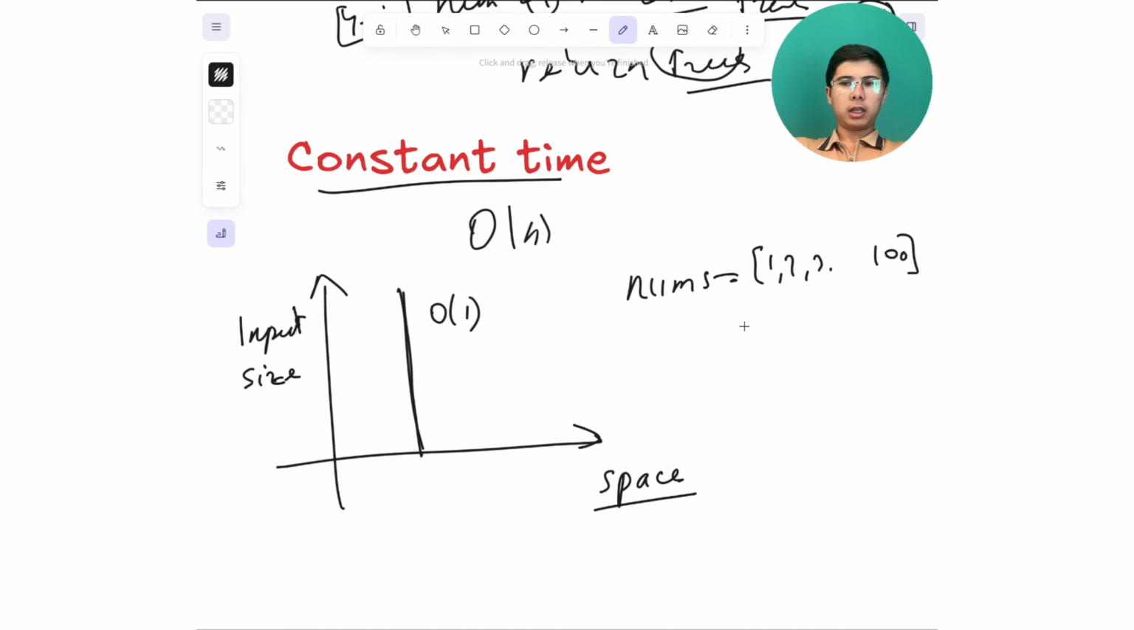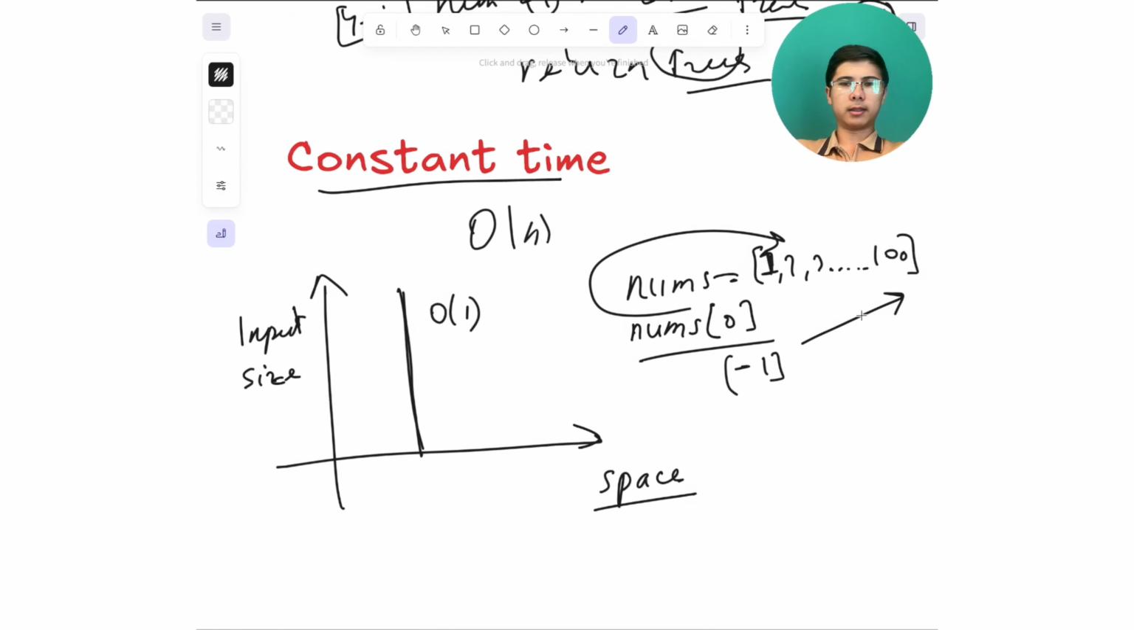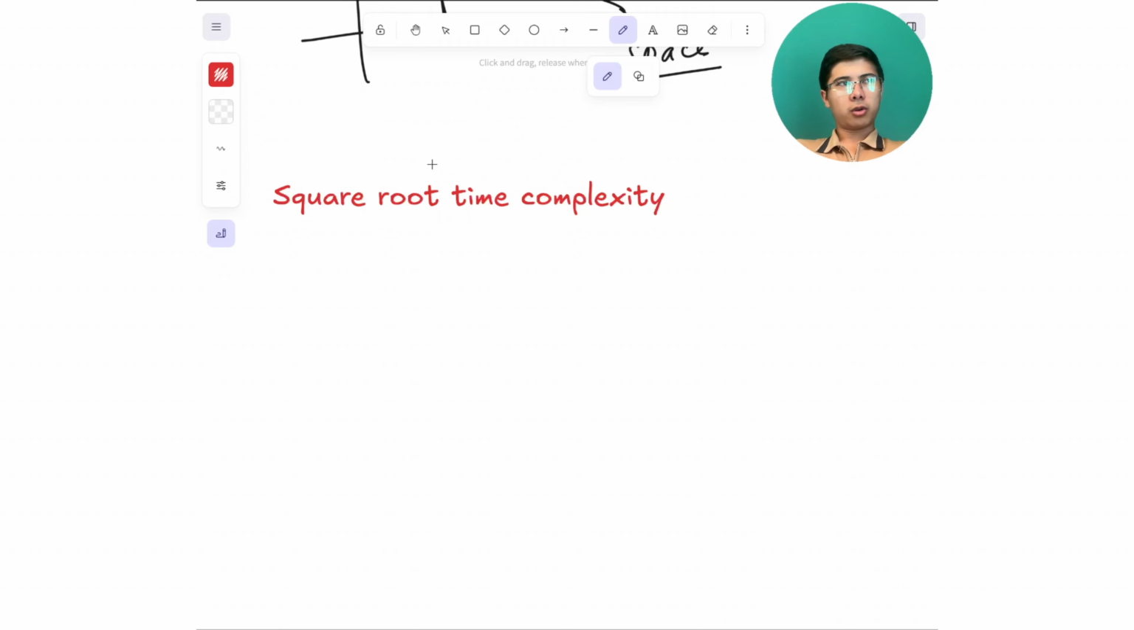If we just get nums at index 0, the first element comes automatically. Or let's say minus 1, and anyways, however many elements we have in this array, it gets the last element directly. So it was a very short and understandable topic in complexity.